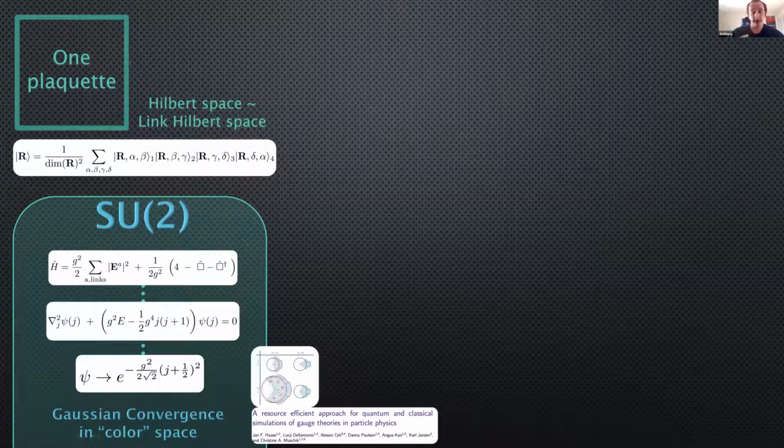So you can look at this for SU2, where the Hamiltonian is given here. And for SU2, you can think of the plaquette operator as being a sort of finite difference operator, and if you look at it in this way, this Hamiltonian just becomes a discretized version of the harmonic oscillator. So we know that for the vacuum state, the wave function is going to fall off like a Gaussian. So as we increase the size of the representation, observables converge to their infinite truncation limit at a Gaussian rate.